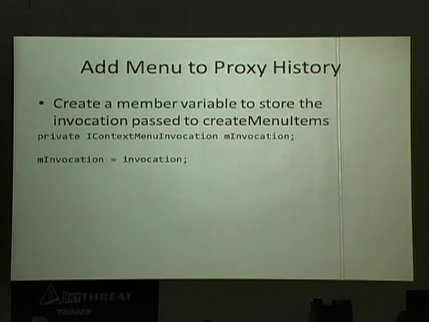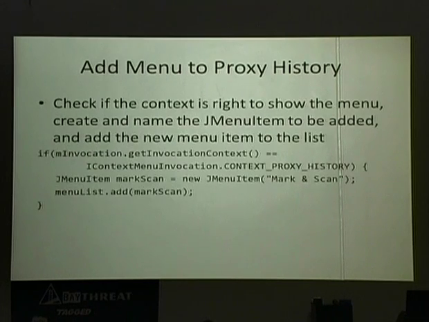We're passed an invocation that we're going to need to use, so we're also going to store that away for later. So just like we were able to choose that we were going to use the proxy before, there's lots of places in Burp you can right-click and get a different context menu. So we need to know which one we're acting with. So today we're going to use the proxy history, the context proxy history. We're going to name our new JMenu item, mark and scan, and we're going to add it to the menu, assuming that this is the context we're in. We don't want to add it to something that doesn't make sense.